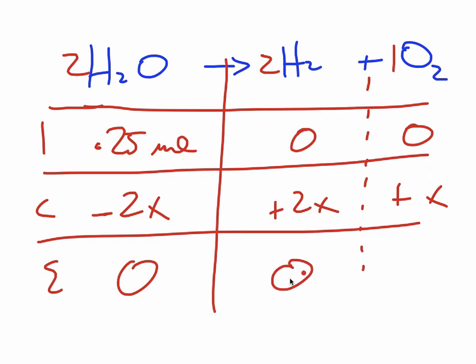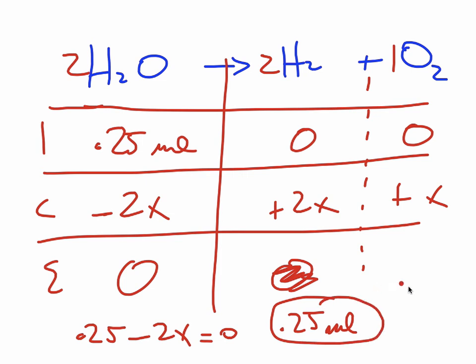Okay, so this is now going to allow me to solve for x. 0.25 minus 2x equals 0. So 0.25 divided by 2. And when I do that, 0.25 divided by 2 is 0.125. So this is going to be 0.25 moles. And this is going to be 0.125 moles. Okay. Both of these now I could use PV equals nRT, or I can convert it to grams, however.